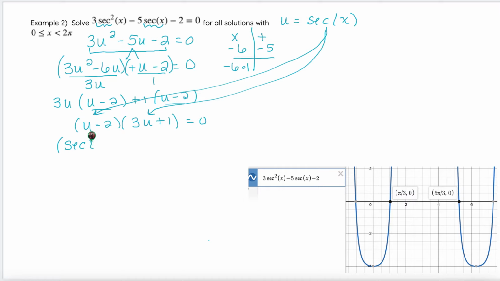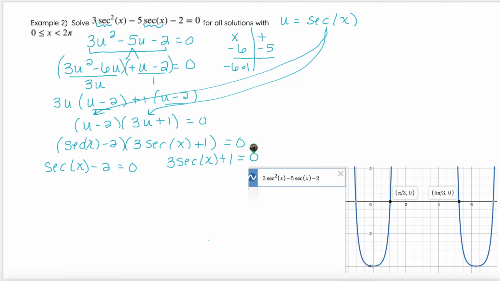Secant minus 2 and 3 times secant plus 1 is 0. We can split these apart. I'll have secant minus 2 equal to 0, and then 3 secant plus 1 equal to 0. Solving on the left-hand side, we have secant is equal to 2.